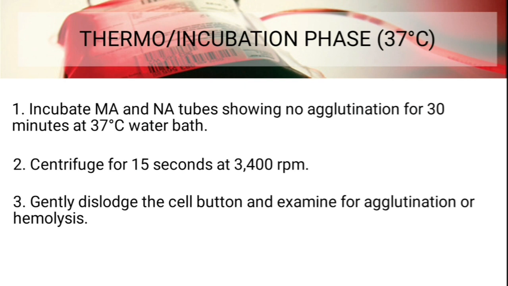If no agglutination or hemolysis is observed in the tubes MA and NA, we will proceed again to the next phase, which is the antihuman globulin phase or the AHG phase.